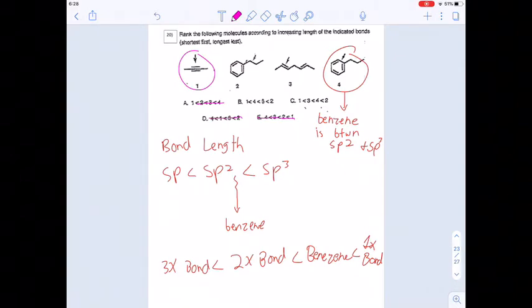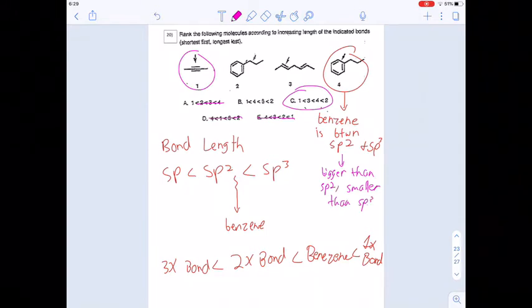Now we can look at number 2. Number 2 is just a regular single bond, and given the choices we have, that's going to be our longest one, so you can eliminate any where 2 isn't at the end. So that's going to eliminate A. Looking at 3, this is an sp2 carbon, and 4 is between sp2 and sp3. So that means 4 is going to be a little bit bigger than 3. So now we know that 1 is the smallest, then 3, then 4, then 2. The answer choice that matches that is going to be C. So just make sure you remember that benzene is between sp2 and sp3. So it's bigger than sp2, smaller than sp3. I'll write that down. Bigger than sp2, smaller than sp3. So the answer to 20, like I said, is going to be C.